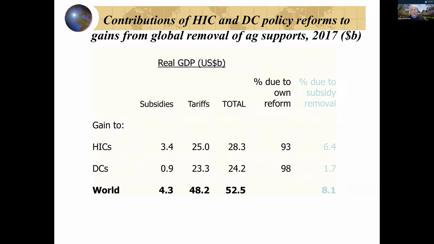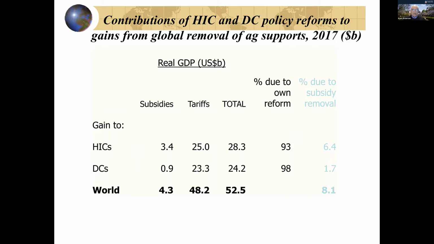So the subsidies, this is just the subsidies themselves, are contributing about $53 billion to world welfare costs at the moment, but a small part of that, only $4 billion, is due to subsidies, and most of the rest is due to tariffs. So that's the breakdown there also between high-income countries and developing countries. So the right-hand black column is telling us that virtually all the gains to each of these two groups of countries comes from their own policy reforms, 90-something%.